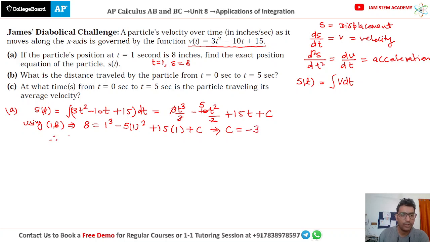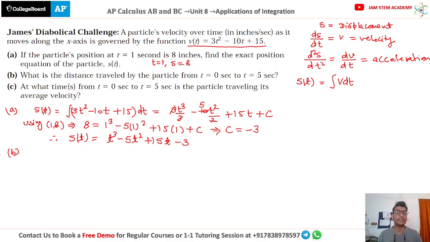So therefore, the displacement function s of t, right, at any point t is given by t cubed minus 5t squared plus 15t minus 3. This is the answer for the first one, because they said find the exact position at any time t. Okay. Now in the B part, it says what is the distance traveled by the particle from t equals 0 to t equals 5.